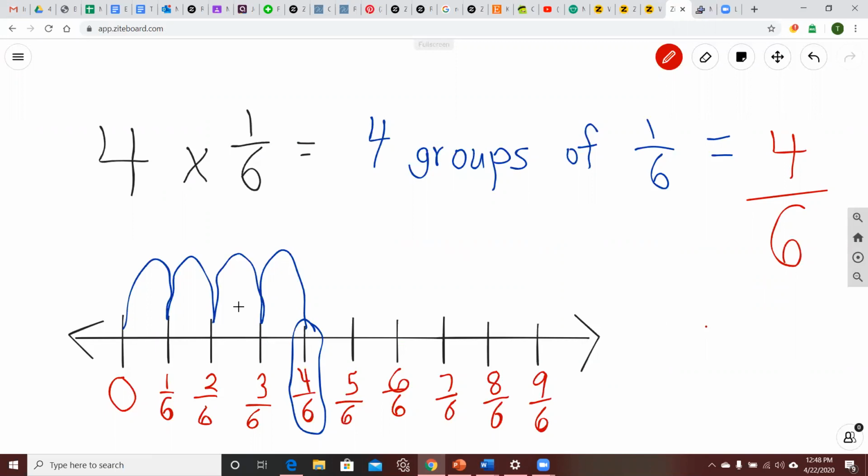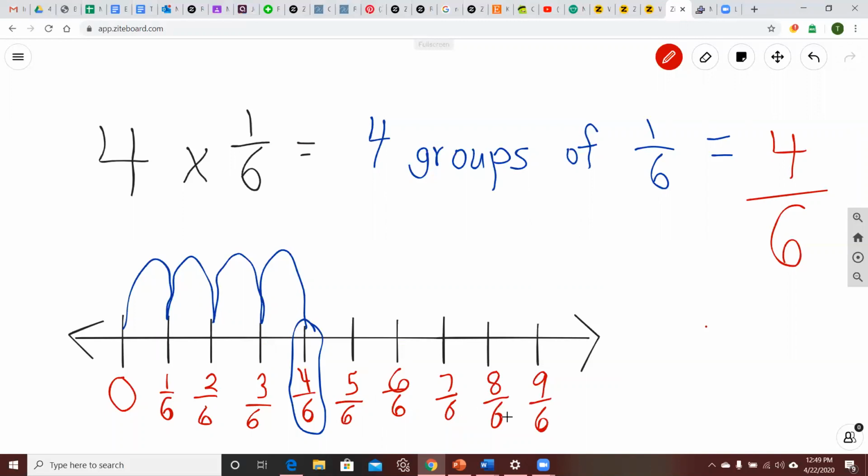So when you look, the problem we have here is 4 times 1/6. Well, that means in this particular problem that we have 4 groups of the fraction 1/6. So we would draw our number line, cut our number line into equal parts. And I've gone on and labeled this number line. So we started with 0. And then we've got 1/6, 2/6, 3/6, 4/6, 5/6, 6/6, 7/6, 8/6, and 9/6.